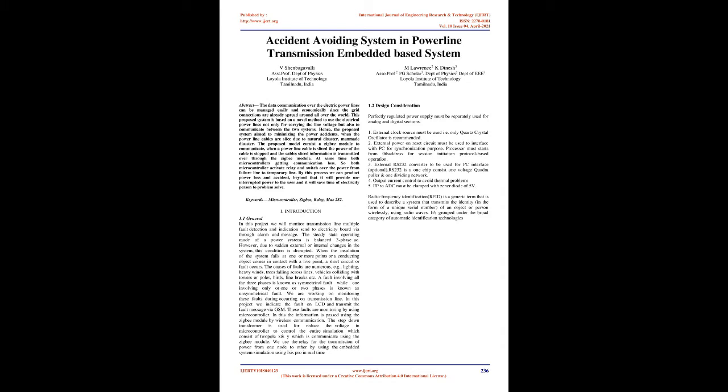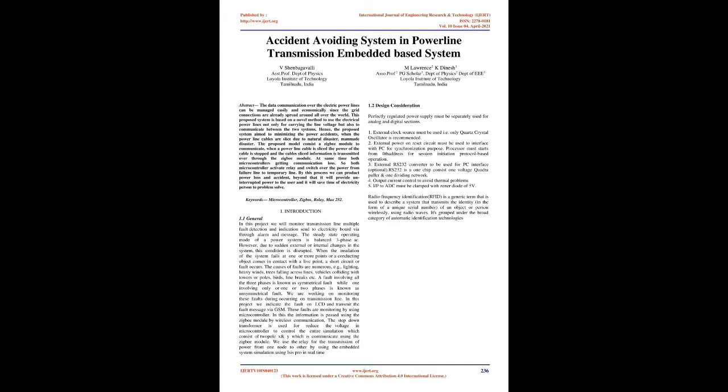The causes of faults are numerous, for example lightning, heavy winds, trees falling across lines, vehicles colliding with towers or poles, birds, line breaks, etc. A fault involving all three phases is known as a symmetrical fault, while one involving only one or two phases is known as an unsymmetrical fault. We are working on monitoring these faults occurring on the transmission line. In this project we indicate the fault on LCD and transmit the fault message via GSM.